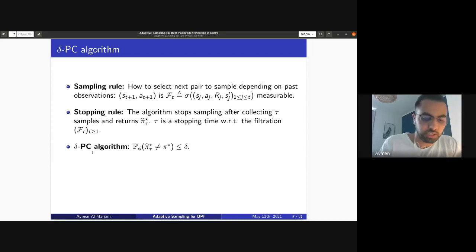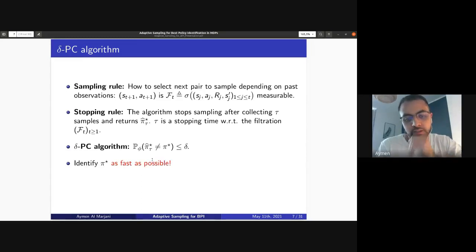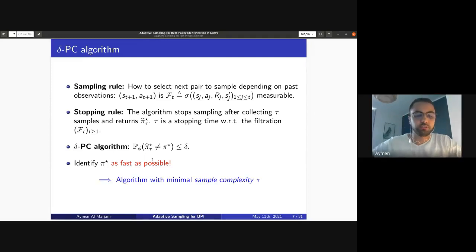predicting or returning the optimal policies. So we require that the algorithm is delta probably correct, which means that the probability that the empirical optimal policy is different from the optimal policy of the true instance is smaller than delta. And of course, we want to identify pi star as fast as possible, which means that we seek delta probably correct algorithms, but which have the smallest or minimal sample complexity tau.